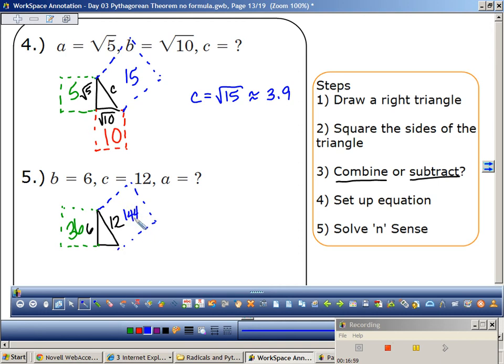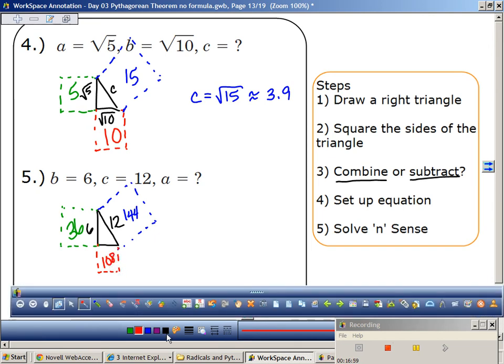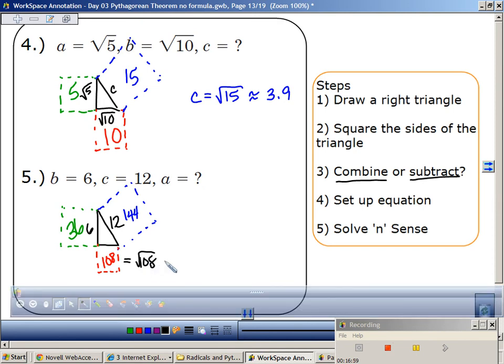And if the side of my hypotenuse is 12, what's the area? 144. If I know the big square and a little square, how do I find the other little square? 36 plus what makes 144? 108? If the area is 108, what is the side? Root 108.